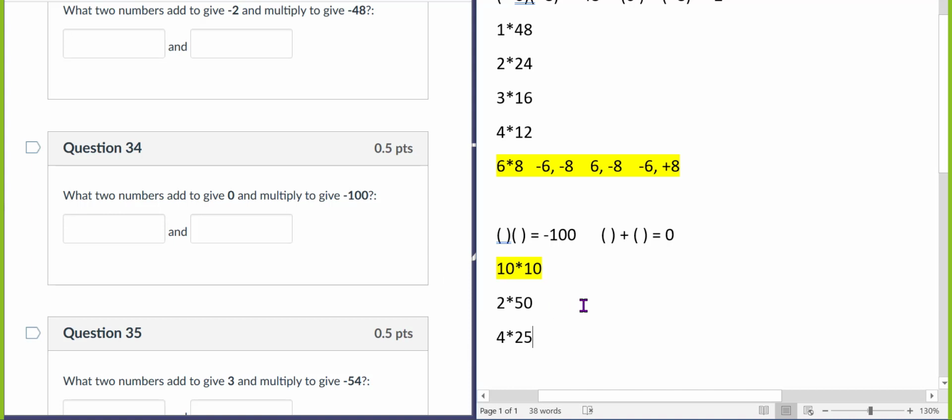So press pause on the video and try to do it yourself. Okay, I'll do it now. So the two numbers multiply to a negative again, so that means one must be positive, one must be negative. And they add to 0.